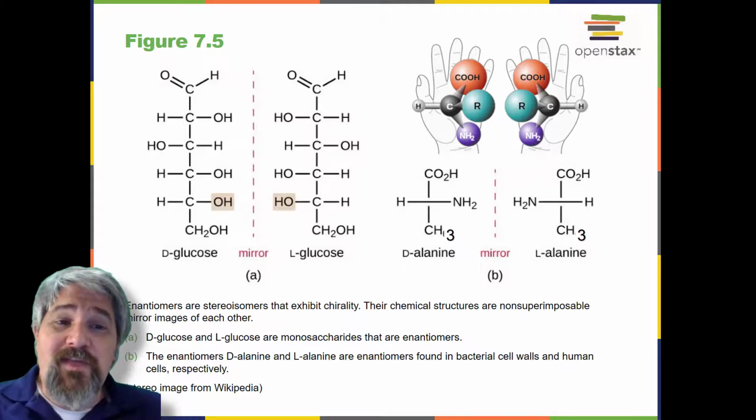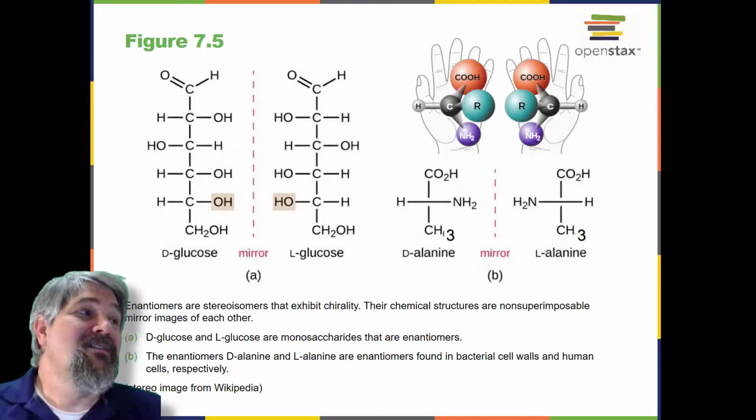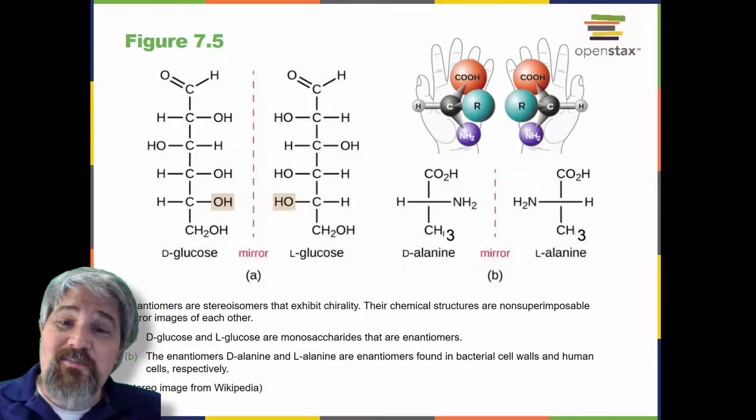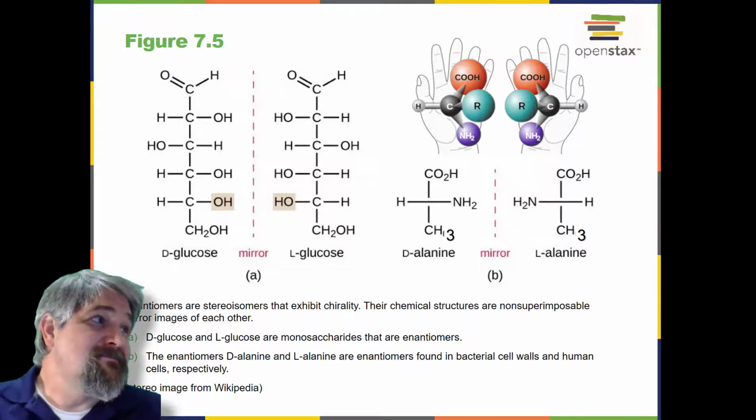Enantiomers are molecules that have the characteristic of chirality, in which their structures are non-superimposable mirror images of each other. Chirality is an important characteristic in many biologically important molecules, as illustrated by the examples of structural differences in the enantiomeric forms of the monosaccharide glucose or the amino acid alanine.